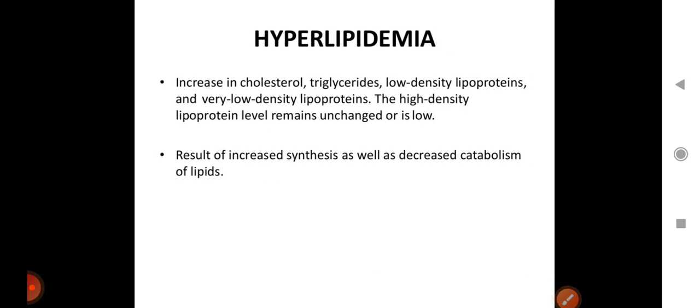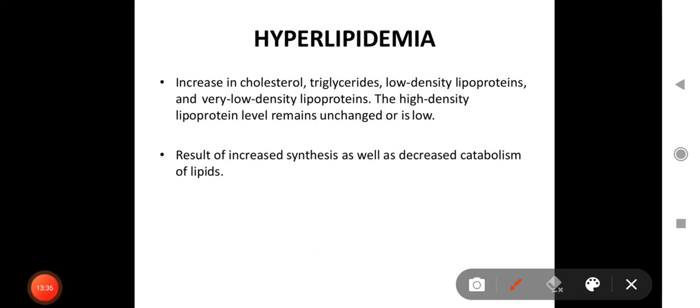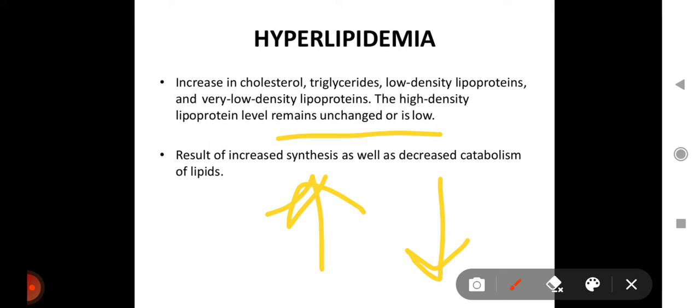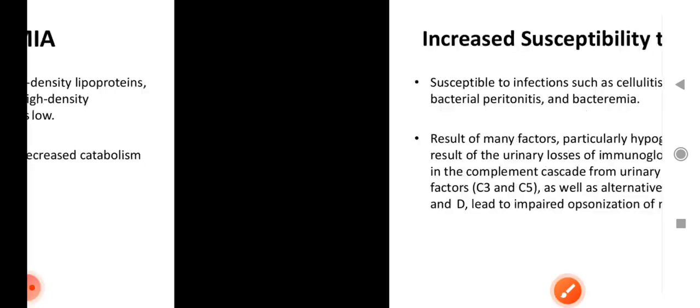Next is hyperlipidemia: increase in cholesterol, triglycerides, low density lipoproteins, VLDL. The HDL level remains unchanged or is low. This results from increased synthesis and decreased catabolism. So synthesis is increased and catabolism is decreased. So overall there is an increased level of lipids in nephrotic cases.